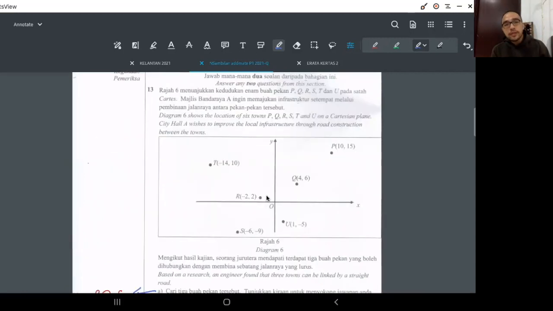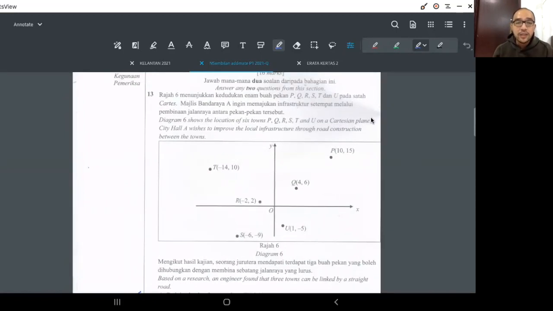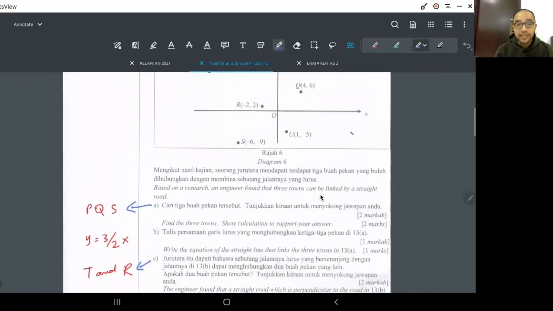Diagram 6 shows the location of 6 towns PQRSTU on the Cartesian plane. City Hall A wishes to improve the local infrastructure through road construction between towns. According to research, an engineer found that 3 towns can be linked by a straight road. So you determine which are the 3 towns and show the calculation to support your answer.